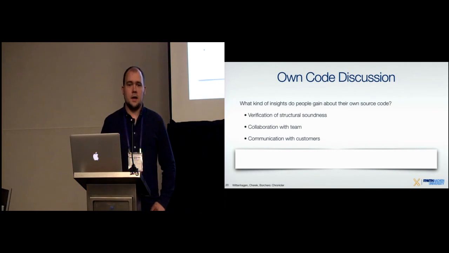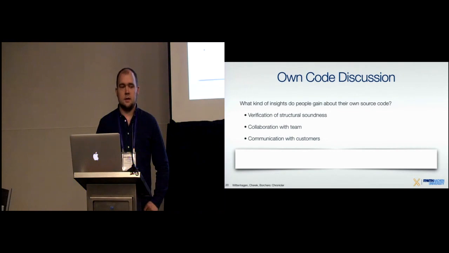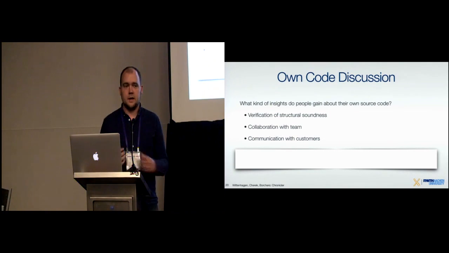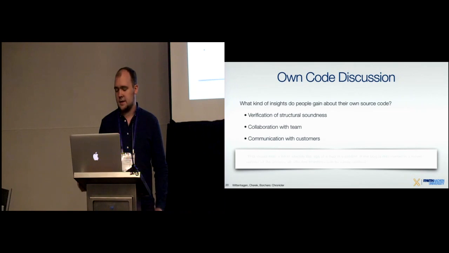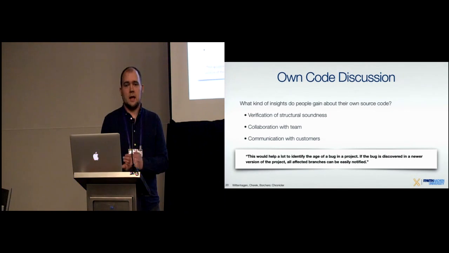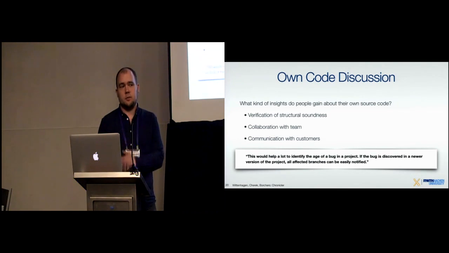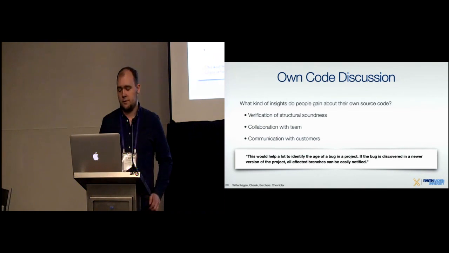And thirdly, we had a professional developer from a company that was really into communication with its customers, and he said, this tool would help me a lot to identify the age of a bug. So there's basically a block of code that is flawed, and as he can now easily see where this comes from and how old this is, he can find out which branches of his project are actually affected by this bug, and thereby inform his customers to say, you need to update your file because we have a bug in your version of our project.